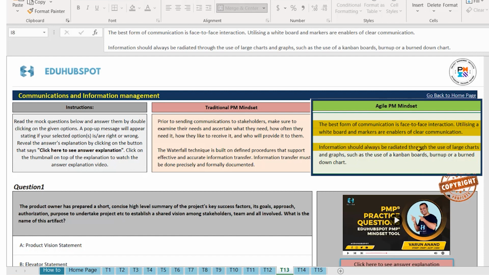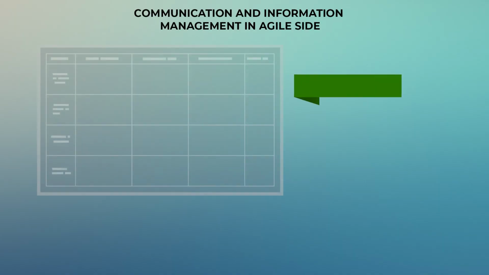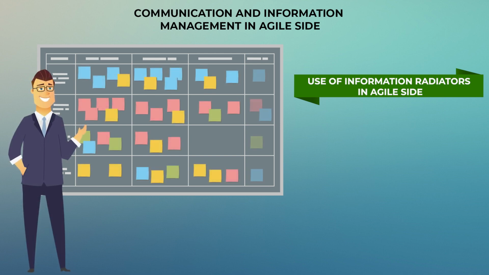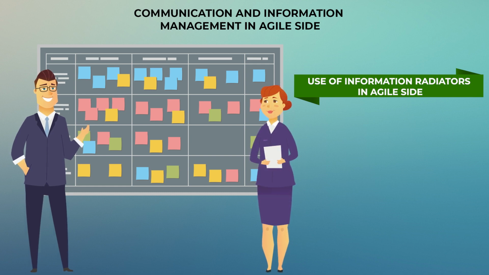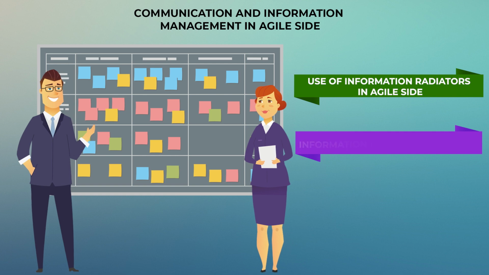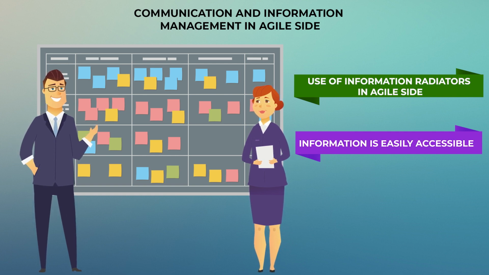Information should always be radiated through the use of large charts and graphs, such as the use of kanban boards, burn up or burn down charts. So on the agile side, you have information radiators which are used to give that information to stakeholders. It's kept in an area where it could be clearly visible. Everyone has easy access to it. So that's how information is shared.